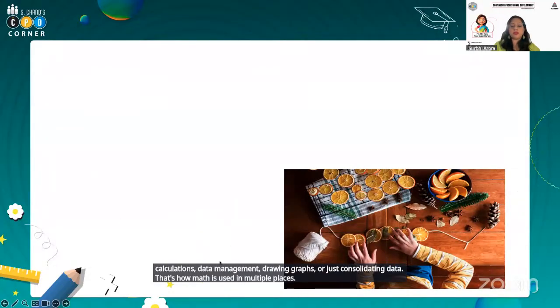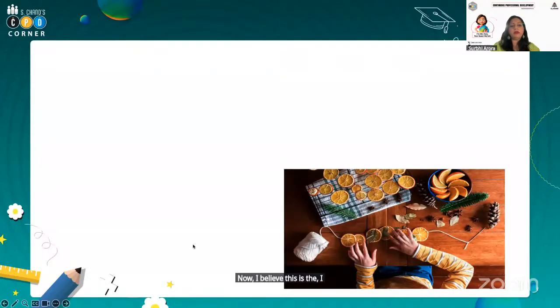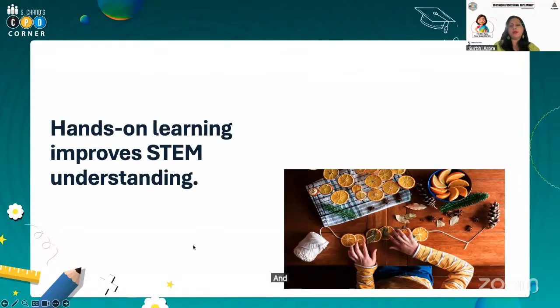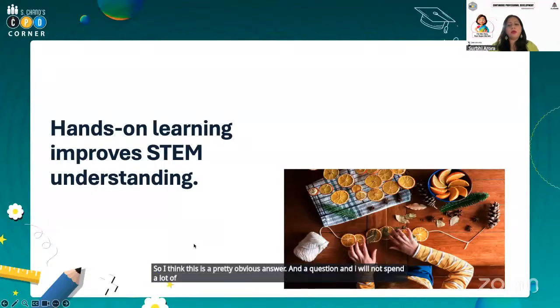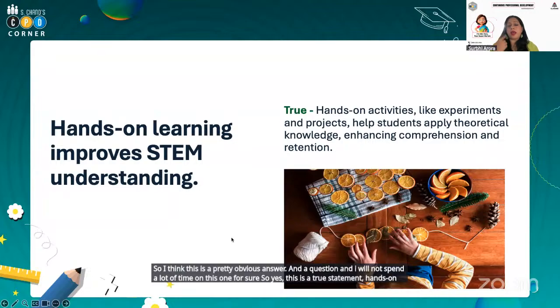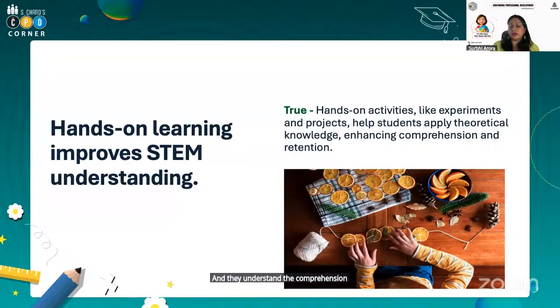Now, I believe this is the second last question we have. Hands-on learning improves STEM understanding. We need hands-on learning. I think this is a pretty obvious question, and I will not spend a lot of time on this one for sure. So yes, this is a true statement. Hands-on learning genuinely increases your STEM understanding. Experiments and projects help students apply theoretical knowledge, and they understand at a better comprehension level and retain it better.